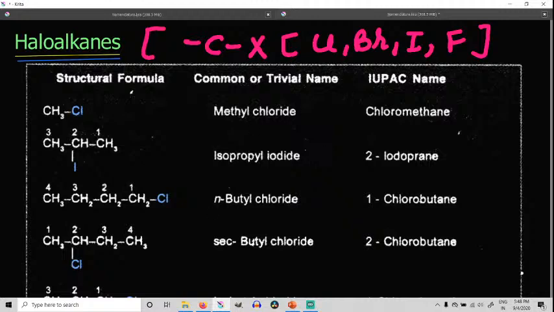Then you can see that in this case there are 4 carbon atoms and chlorine is present. The trivial name will be n-butyl chloride, right? But 1, 2, 3, 4. So as per the IUPAC name, the root word will be but, since there is a single bond between the carbon atoms, ane, and on the first carbon atom chlorine is present, so the name will be 1-chlorobutane.